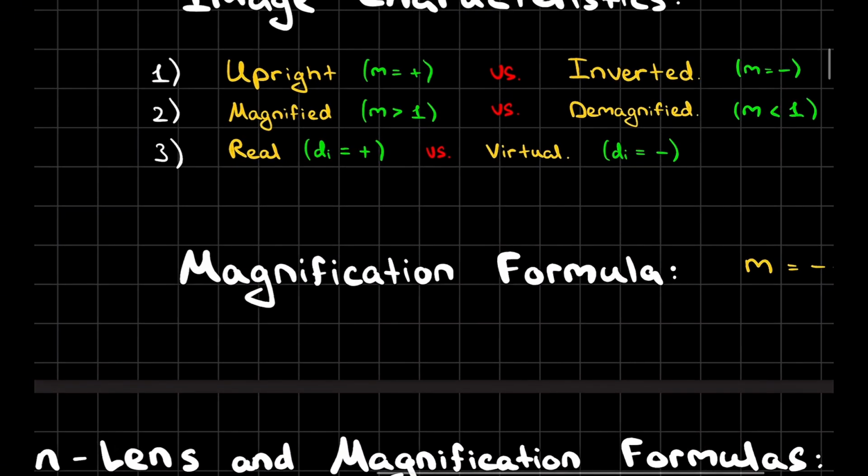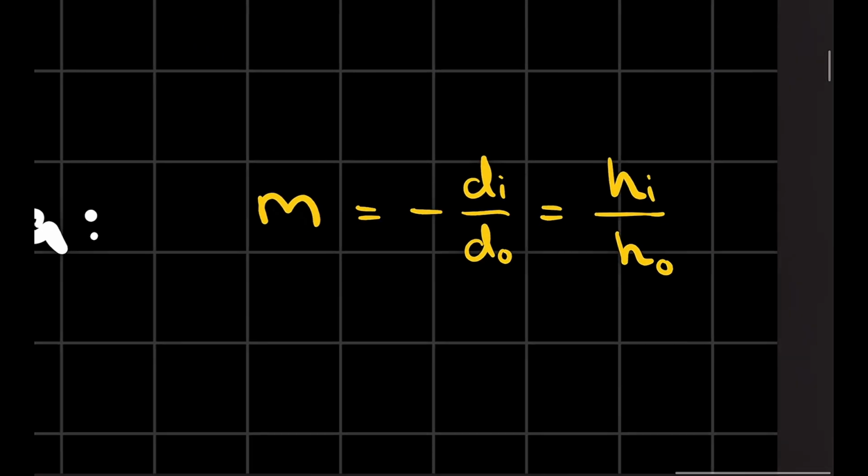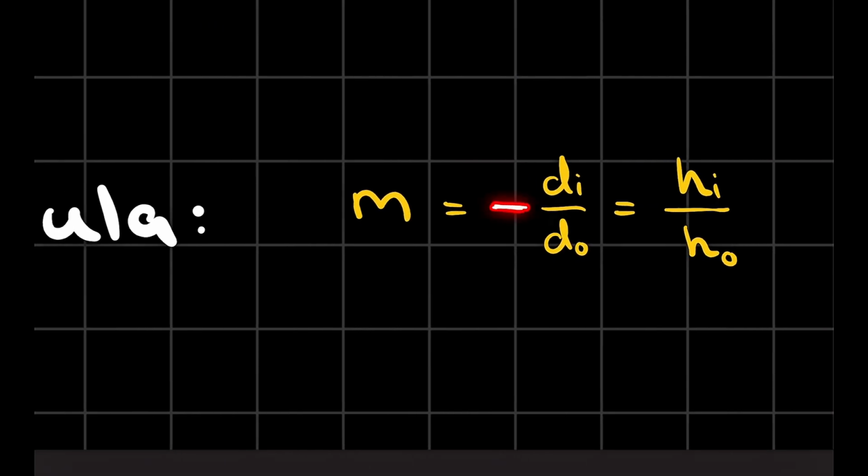Okay, one more formula, which is the magnification. As I have told you, magnification might tell us that something gets larger or shorter, but it also tells us about its orientation, whether it's upright or inverted. Magnification has this formula: it is minus di divided by do. So it must be negative from the formula. Then you have the distance of the image, which must be on top, and the distance of the object on the bottom.